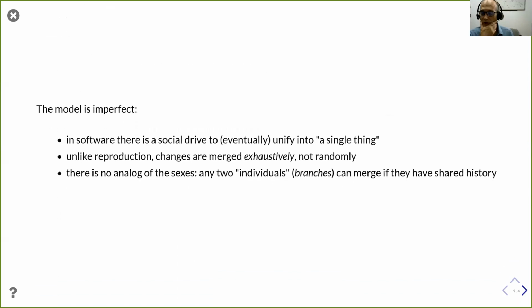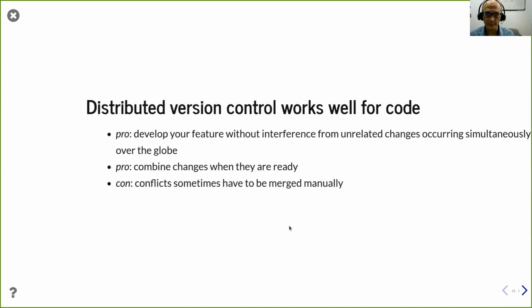Okay. So, this model is not perfect by any means. In software, there's much more of a social drive to eventually unify everything into a single thing. There's no particular drive for a species to be a single thing, right? They're essentially just a collection of equivalent individuals. Also, unlike biological evolution and reproduction, when you merge two Git branches, as they're called, the changes are merged exhaustively, not just randomly as they are in homologous recombination, meiotic recombination. And the final pretty obvious difference is there's no analog of the sexes, right? So any two individuals can merge if they have shared history, okay?